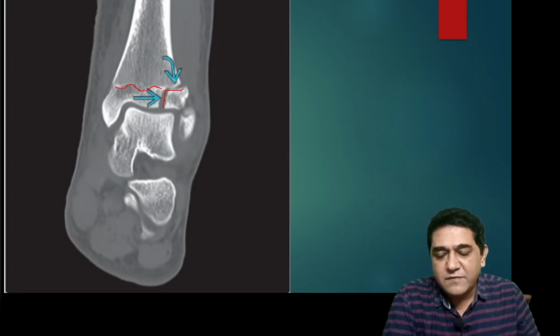So as we have seen in the schematic classification, this is going on the lower side. So this is, yes, a Salter-Harris type 3 fracture, which is also termed as the juvenile Tillaux fracture.